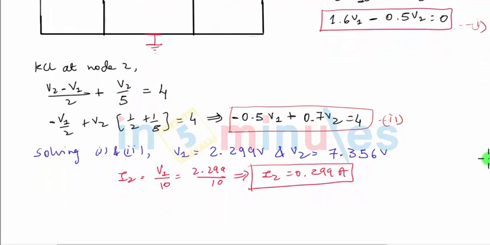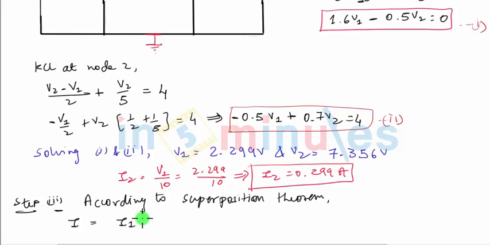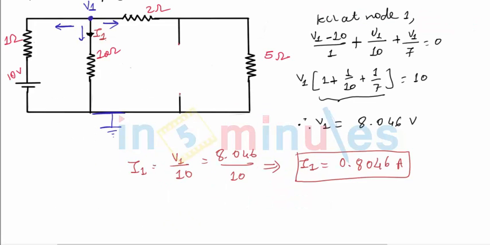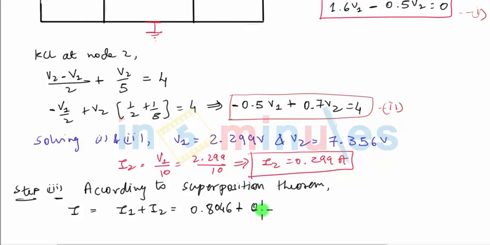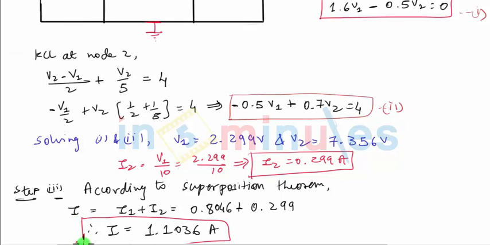And so now the last step will be, I'll call it step number 3. Step 3 will be nothing but to apply the superposition theorem. According to the superposition theorem, the total current I will be nothing but I1 plus I2. I1 that we got in the previous step is equal to 0.8046, and I2 we got as 0.299. If I add them, I get the total current I, which is 1.1036 amperes. So that's my final answer for current I.